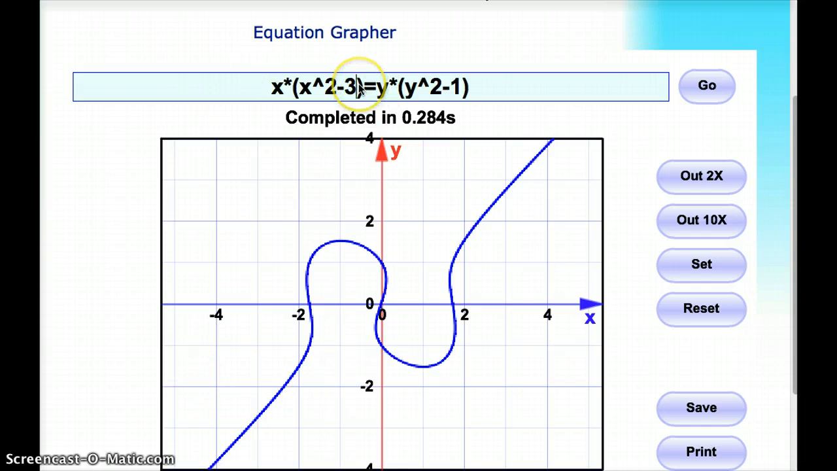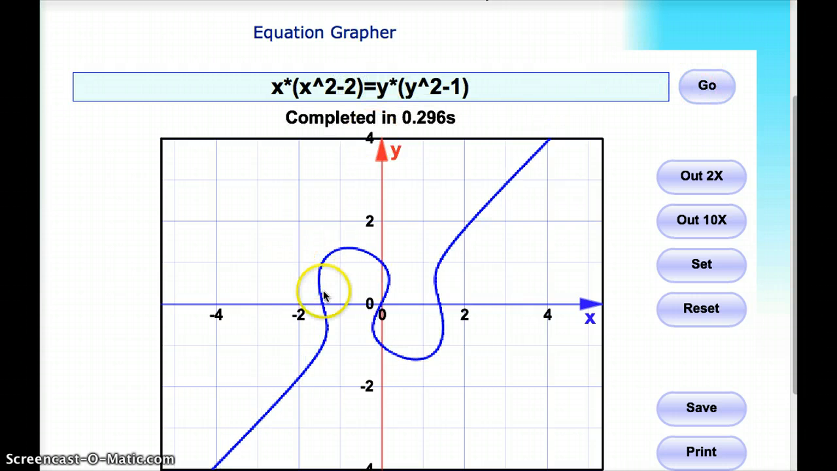So now we're going to try this with 2. What we get here is slightly smaller loops. The same idea: it doesn't pass the vertical line test, meaning it's not a linear function, still increasing in the first quadrant and decreasing in the third. And we can also see that the graph crosses through the point (0, 0), through the origin. So now we can try with 1.